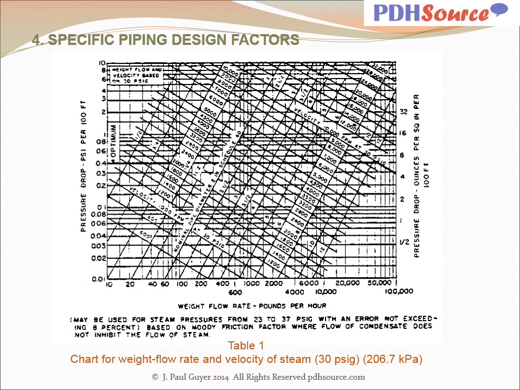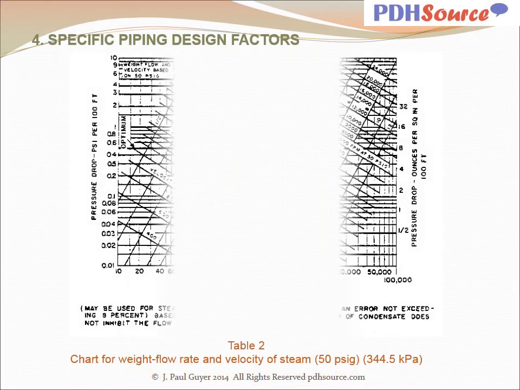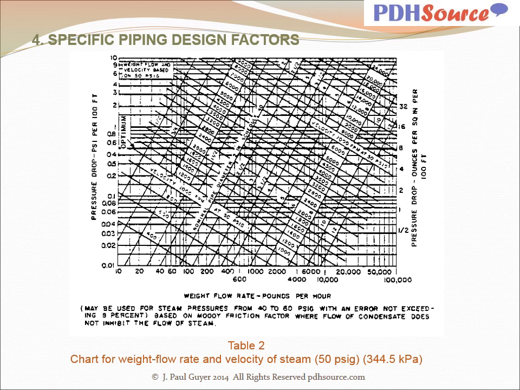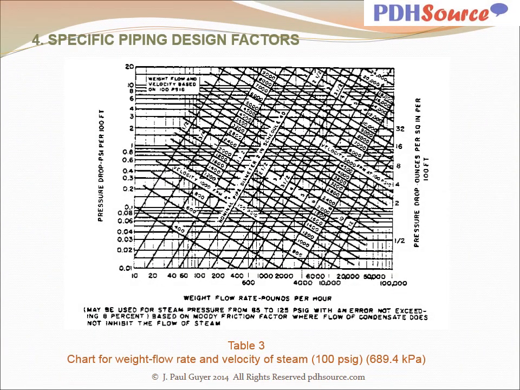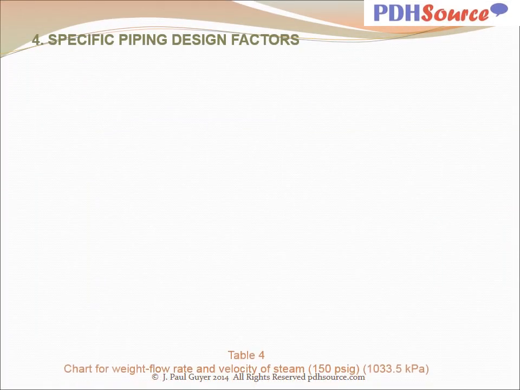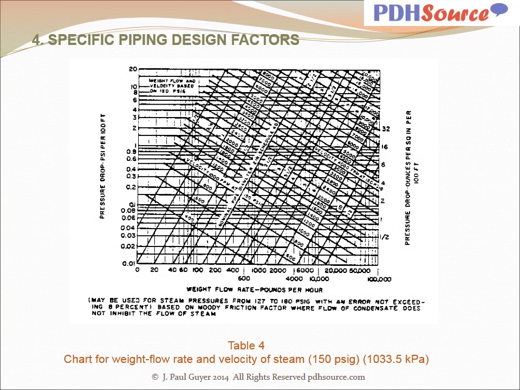Table 1 indicates the chart for weight, flow rate, and velocity of steam, 30 psig. Table 2 is the chart for weight, flow rate, and velocity of steam for 50 psig systems. Table 3 indicates the chart for weight, flow rate, and velocity of steam for 100 psig systems. Table 4 indicates the chart for weight, flow rate, and velocity of steam for 150 psig systems.